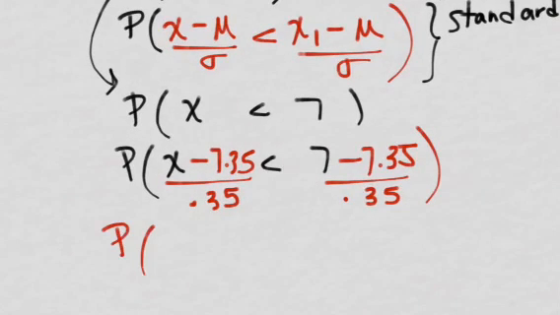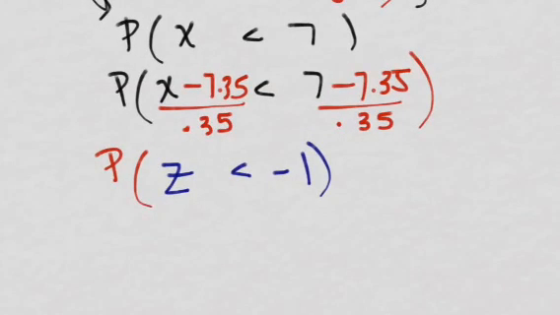So now here's the magic. This x minus 7.35 divided by 0.35 is standard normal. So now we start using the letter z, because z is always representing the standard normal. That means that we have now transformed this into a random variable whose expected value is 0 and whose standard deviation is 1. It turns out this calculates out quite nicely to be z is less than -1.